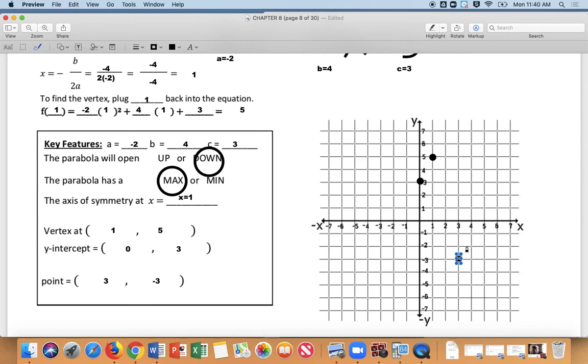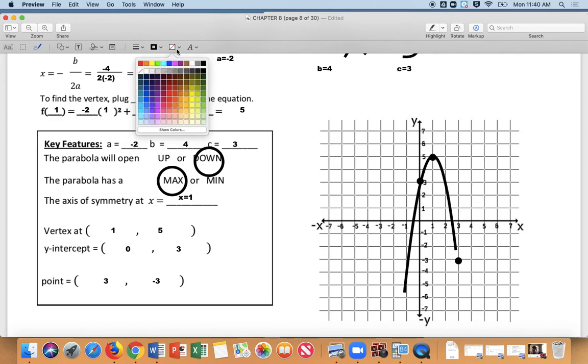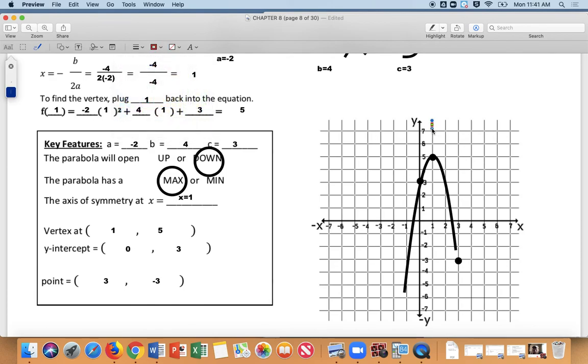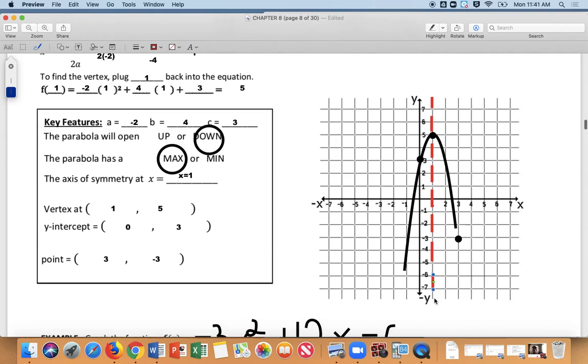Okay, so I know it's a U, so I'm going to draw that the best I can. All right, we're just going to leave that. So that's what it looks like. And then here, let's put in my axis of symmetry. Remember, this is a vertical line through the center of your parabola, or your vertex.